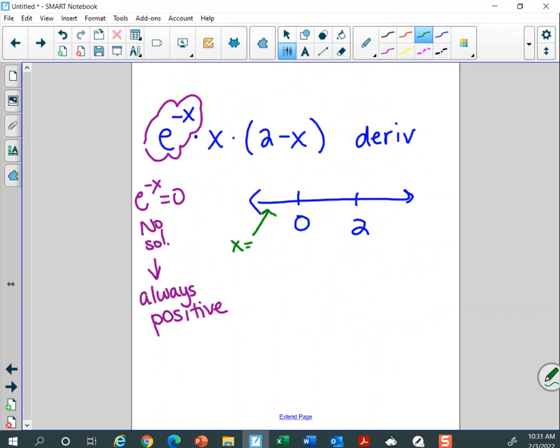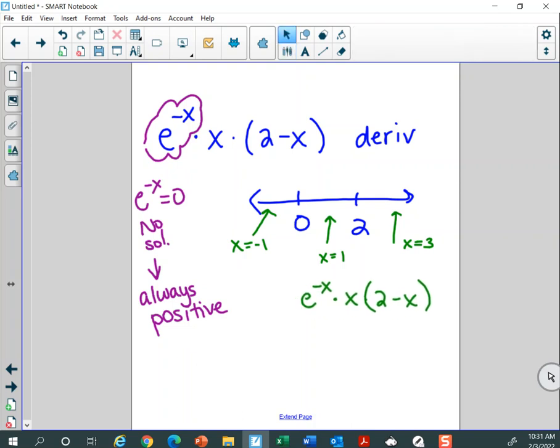So I'm going to take my number line and pick some numbers in the intervals, and I'm going to analyze my derivative. I'm going to look at e to the negative x times 2 minus x when x is -1. So if I was going to make a little table here, I'd say, okay, let me try a -1, let me try a 1, let me try a 3, let me see what's going to happen to this.